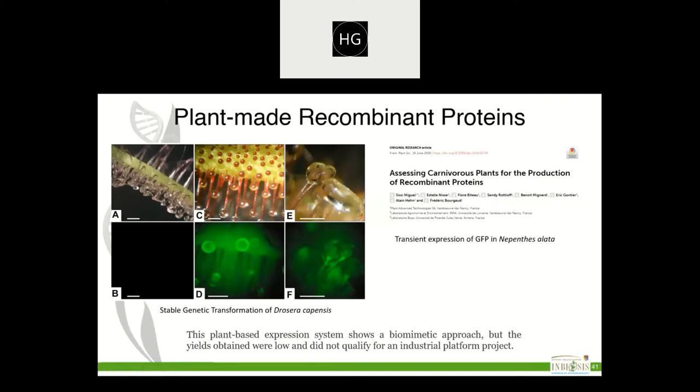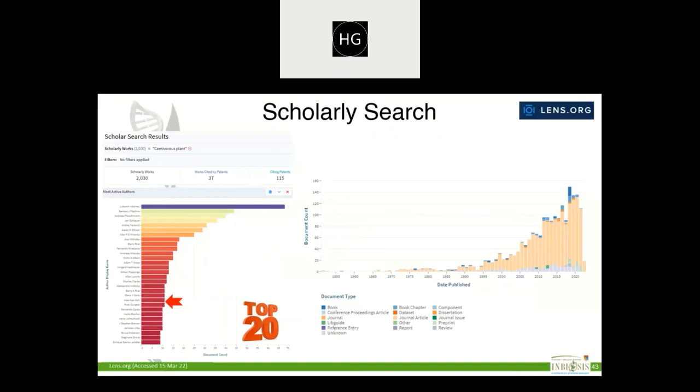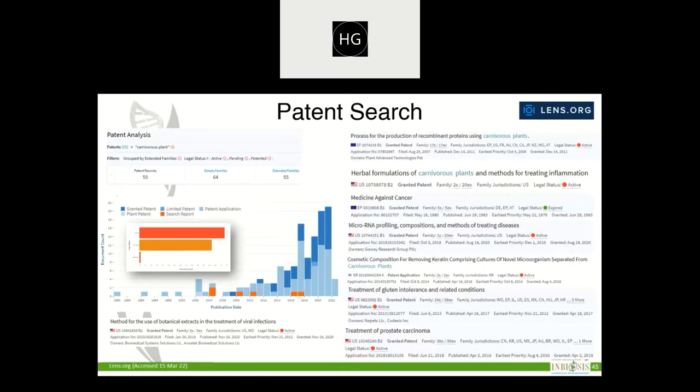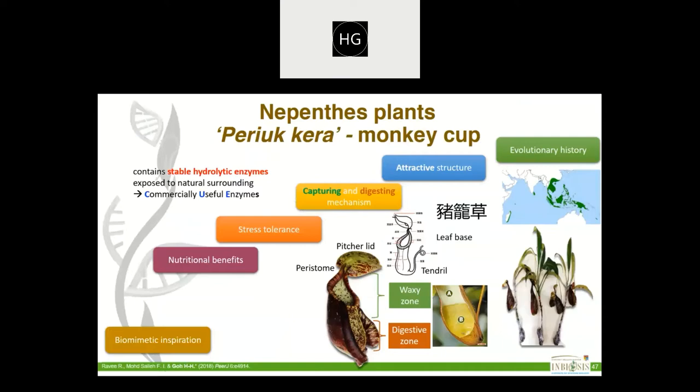And we found also that there is a lot of bioactivity from the Nepenthes extract apart from the anti-cancer. It can also be antifungal, anti-malarial, and anti-osteoporotic, mainly due to the naphthoquinone content in the pitcher. So in terms of scholarly search on carnivorous plants, I'm surprised that I'm also one of the most prolific for carnivorous plant publications. And you know, for Nepenthes actually, there are not that many publications. And in terms of patent search, there are quite a lot of patents involving carnivorous plants. You can see from this. And that means Nepenthes actually have a lot of commercial value.